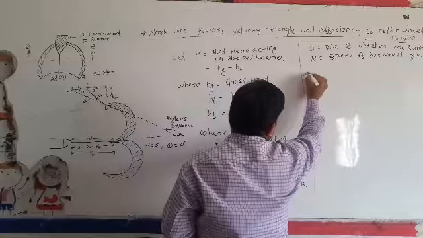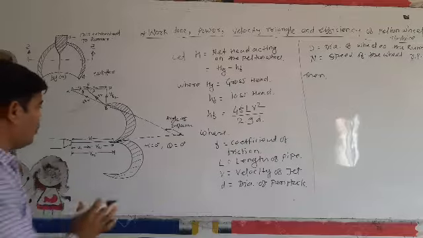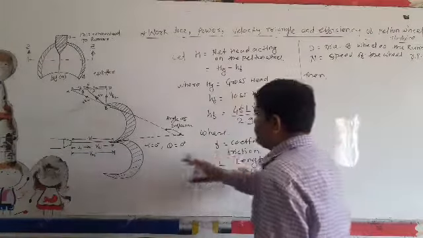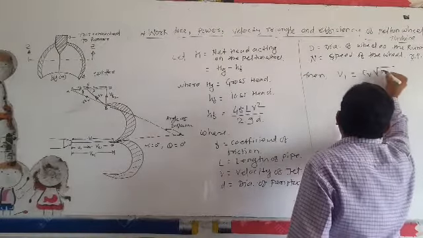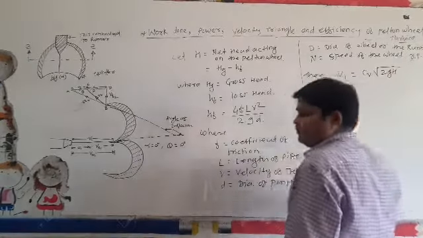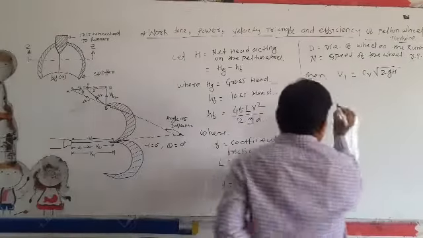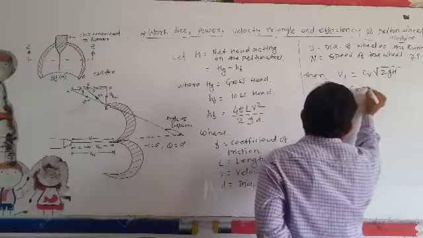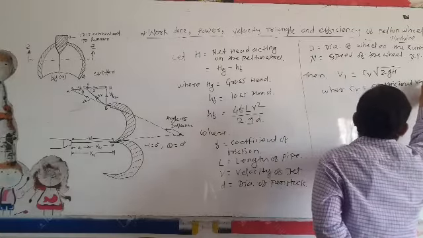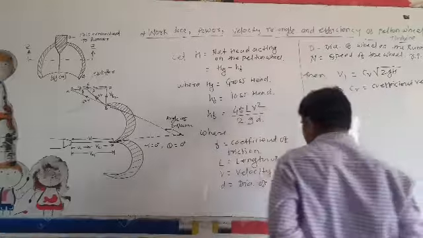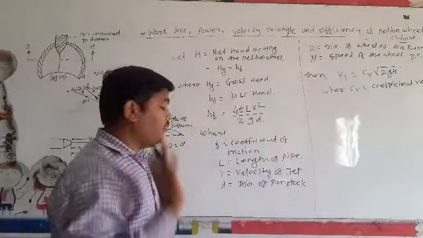Seen in the inlet velocity triangle, we have to calculate V1, the velocity of the impact jet, with the formula V1 is equal to Cv times the square root of 2gH, where Cv is the coefficient of velocity, and H is the net head acting on the Pelton wheel turbine.